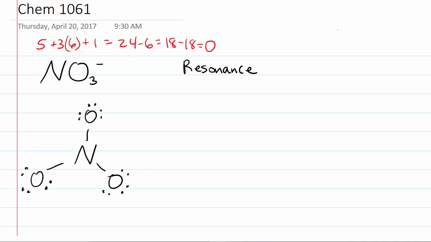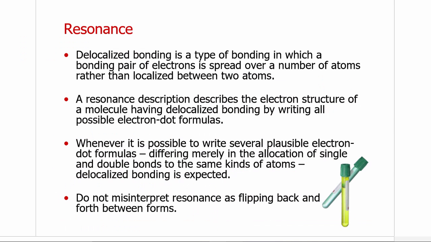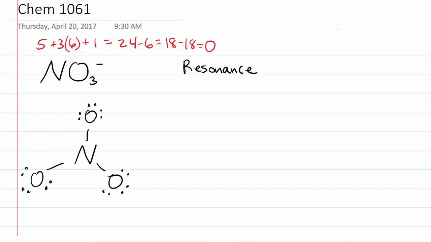And resonance is described on your handout like this. You say it is a delocalized bonding, which is a type of bonding in which a bonding pair of electrons is spread over a number of atoms rather than localized between 2 atoms. And we generate what's called a resonance description, which describes the electron structure of a molecule having delocalized electron bonding by writing all of the possible electron dot formulas. So now, in plain English, what that means is this.